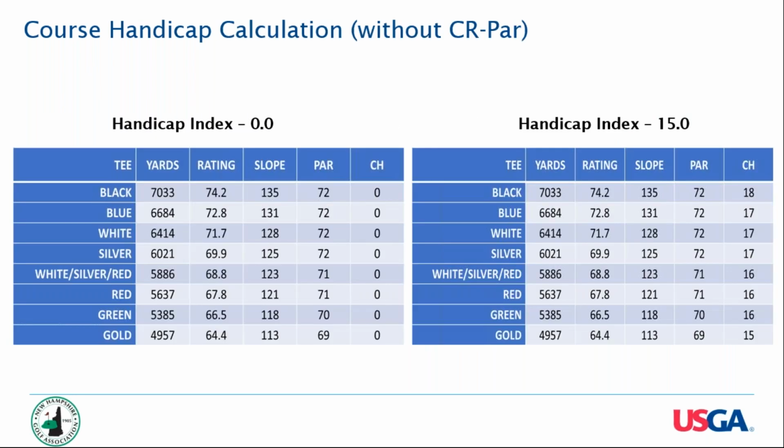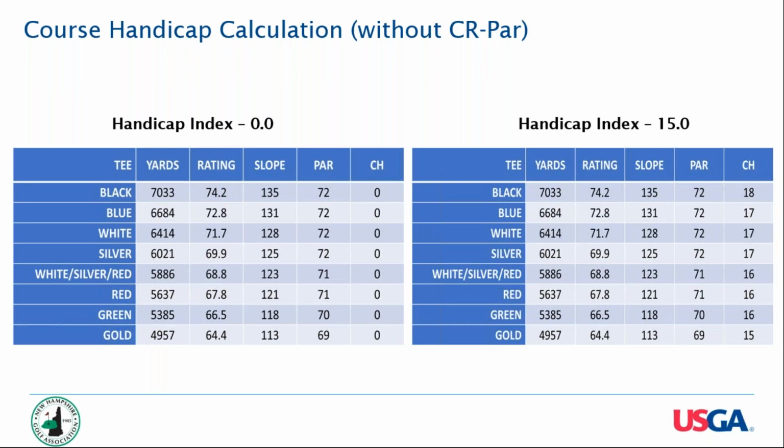So we'll just take a look at the calculation here. We're going to compare the old system, which was without the course rating minus par, and the new system that has it. Here we're taking a look at somebody with a 0 handicap index and somebody with 15. On this fictional course, across all tee sets, their course handicap is 0. It doesn't change.